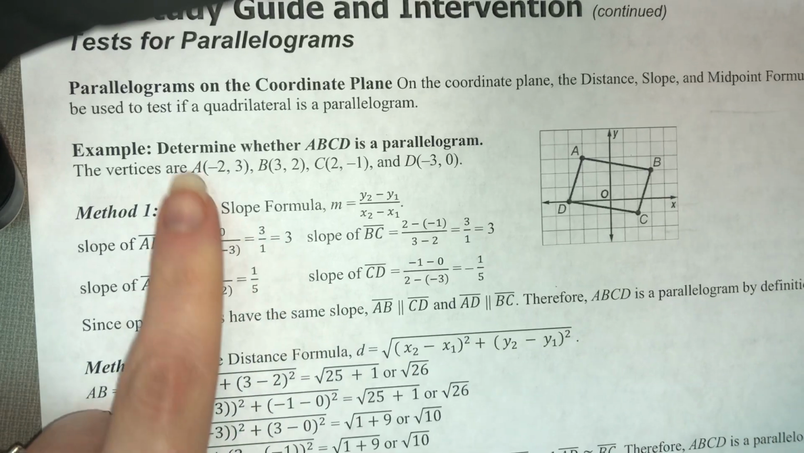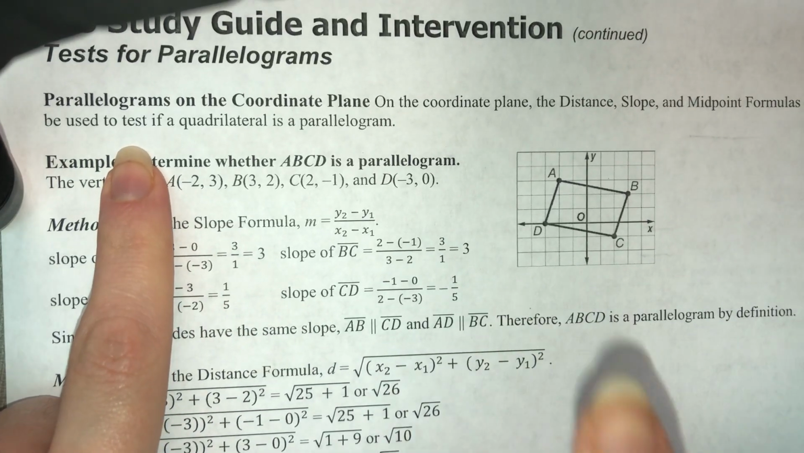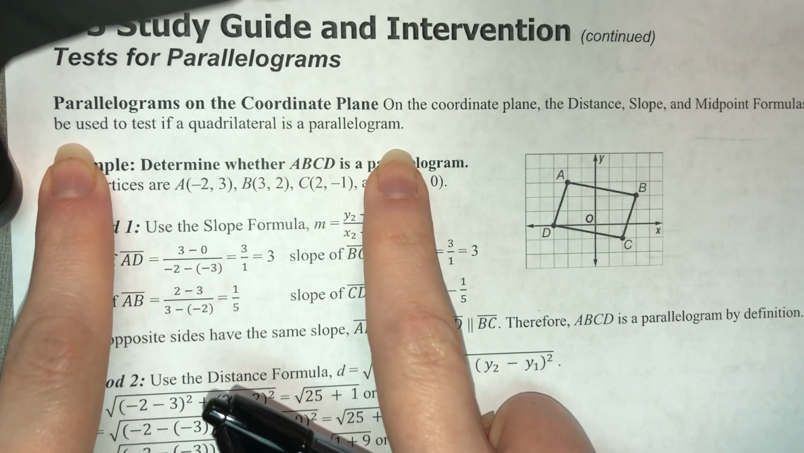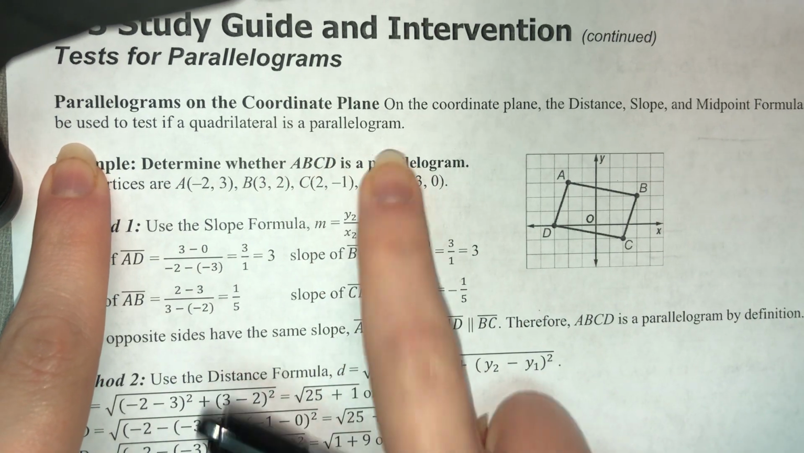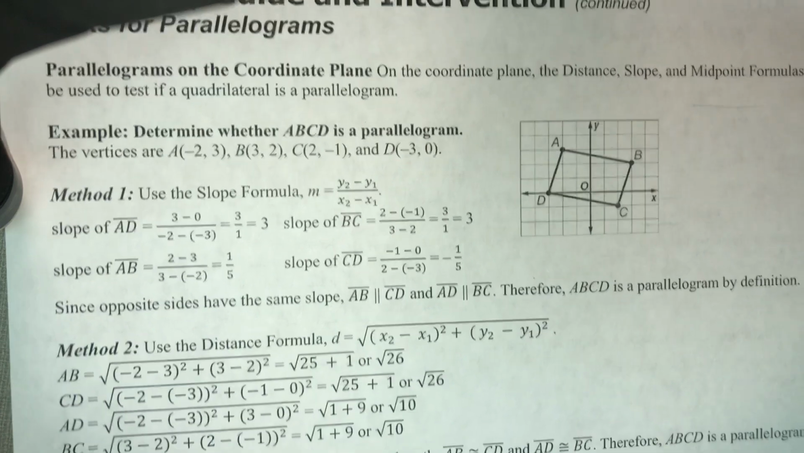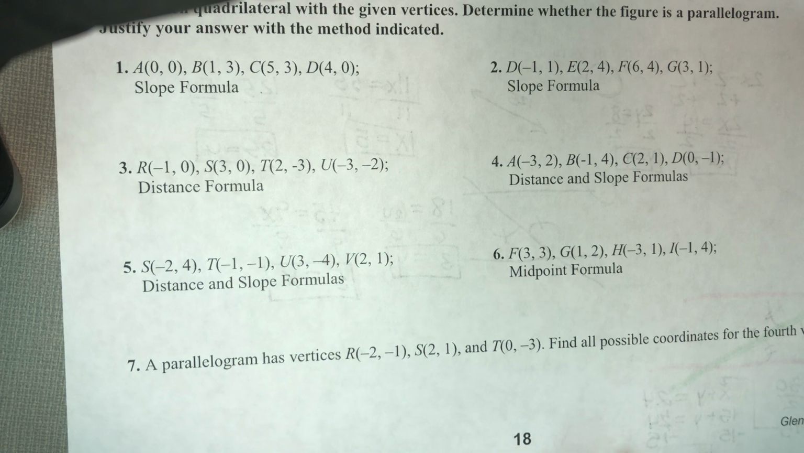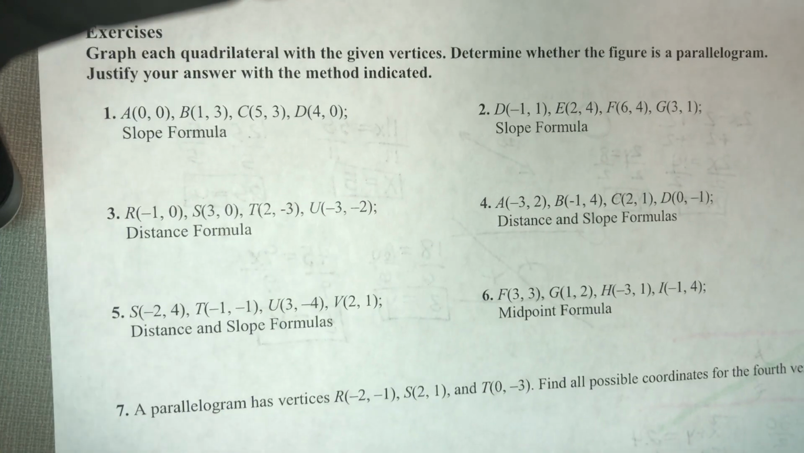Now, on the back, it says parallelograms on the coordinate plane. On the coordinate plane, the distance, the slope, and the midpoint formulas can be used to test to see if a quadrilateral is a parallelogram, okay? So down here, it says graph each quadrilateral with the given vertices. Determine whether the figure is a parallelogram. Justify your answer with the method indicated.